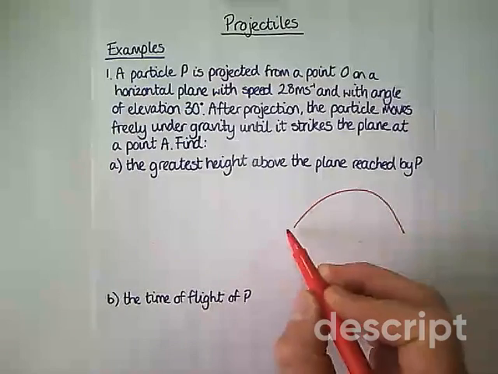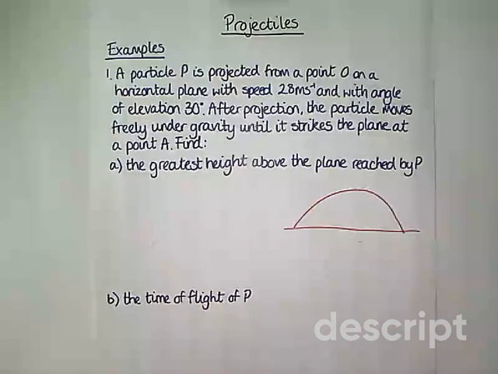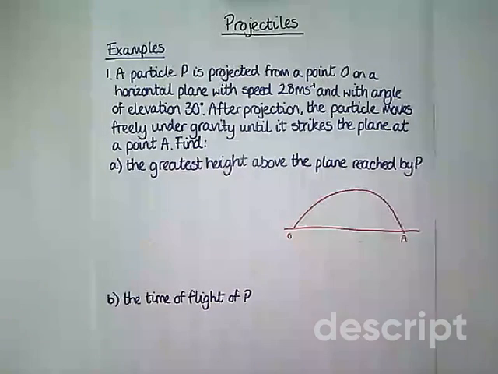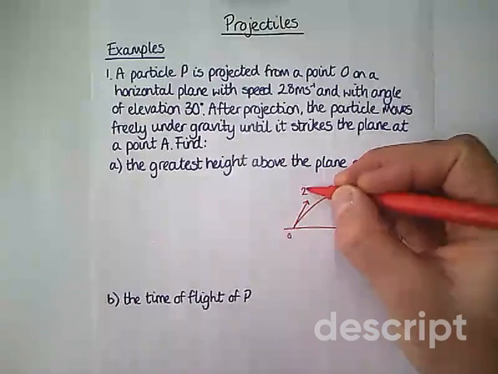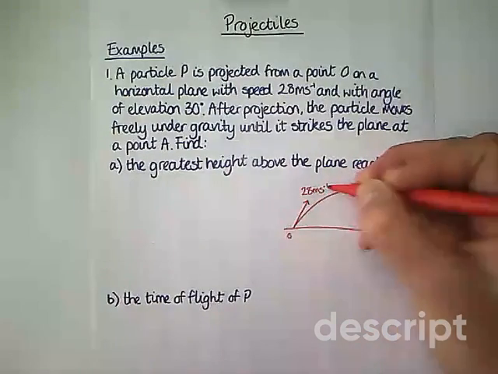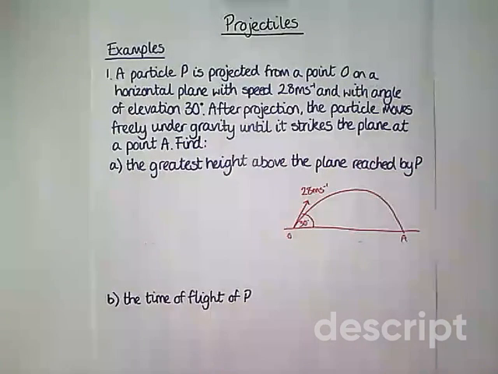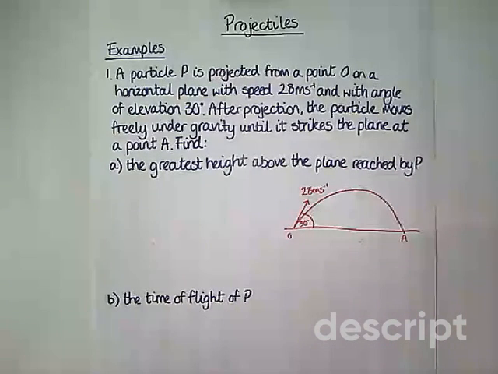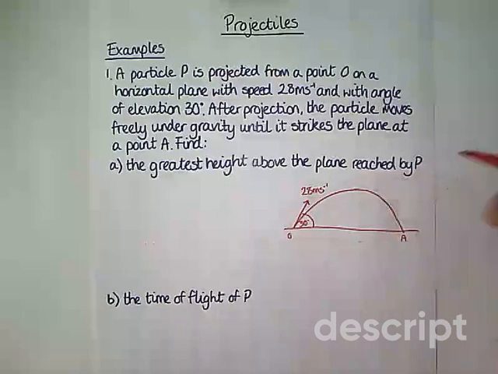Okay, like with everything in mechanics, we want to be able to see visually what's happening. It's going to start at point O and land on point A. And we have the initial speed 28 meters per second and our angle of elevation 30 degrees. And this first question wants us to find the greatest height above the plane. So we want to know what this height is at this point.